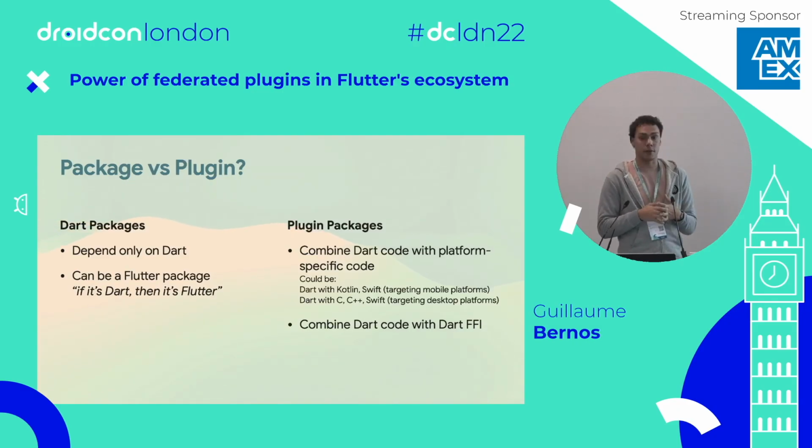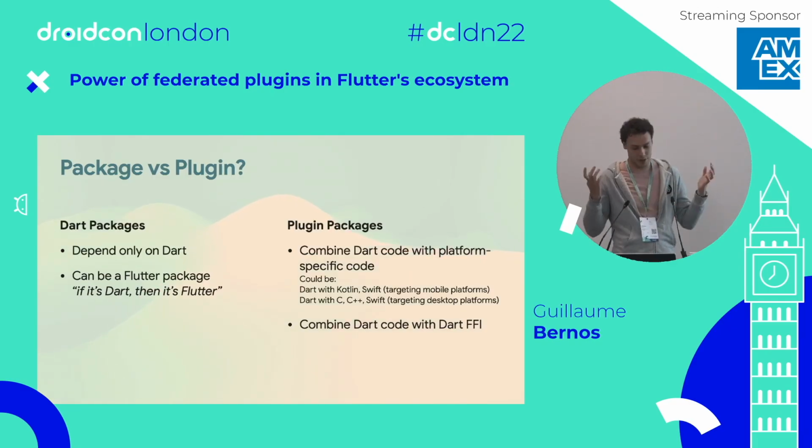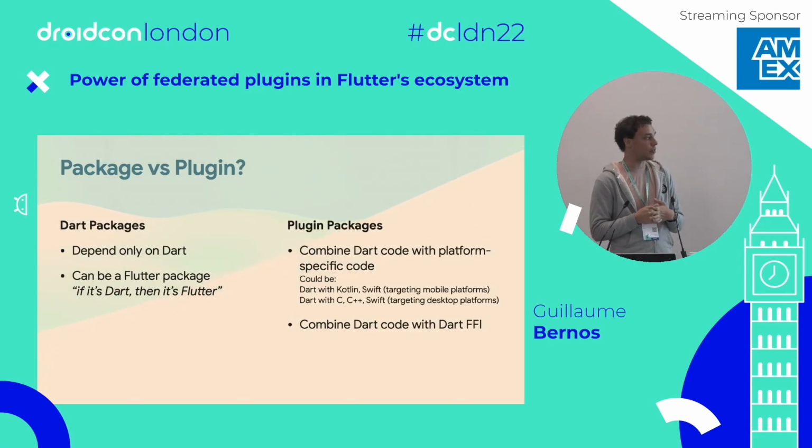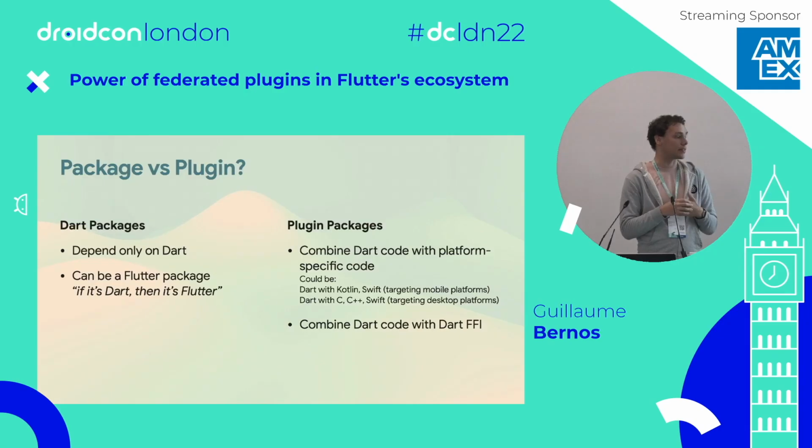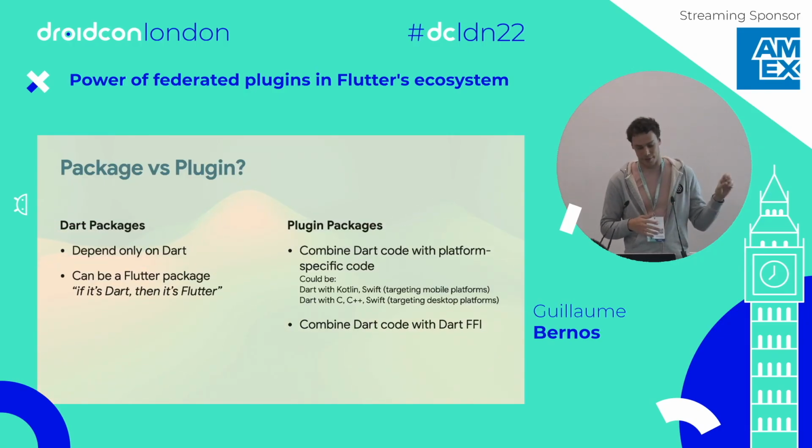Plugin packages, on the other hand, combine Dart code with platform-specific code. Alongside your lib folder, you'll have, for instance, an Android folder, an iOS folder or a macOS folder, and it will contain native code that will be added to every app that contains your plugin. You have Kotlin and Swift to target mobile platforms, Objective-C and Java if you're not that lucky, C and C++ if you target desktop platforms. You can also combine Dart code with Dart FFI. I don't have a lot of experience with that, but it's something that you can also do.